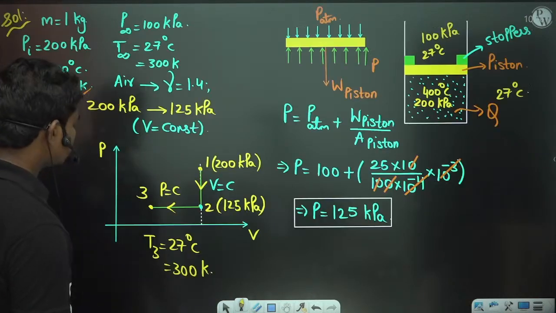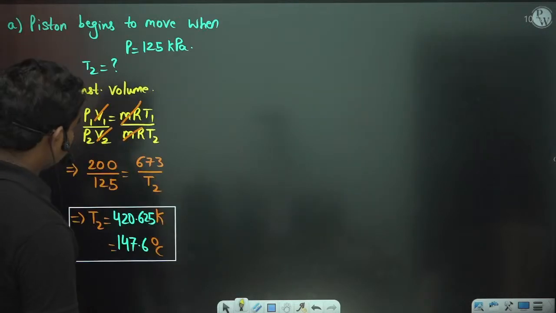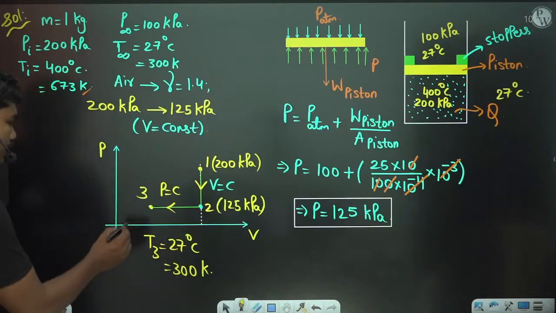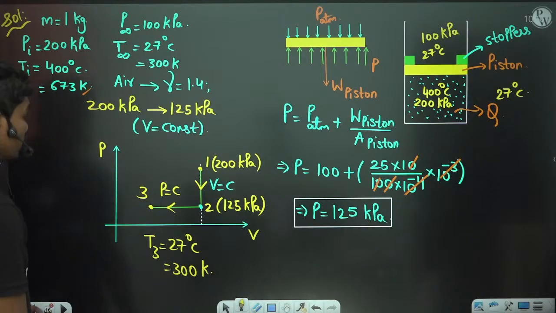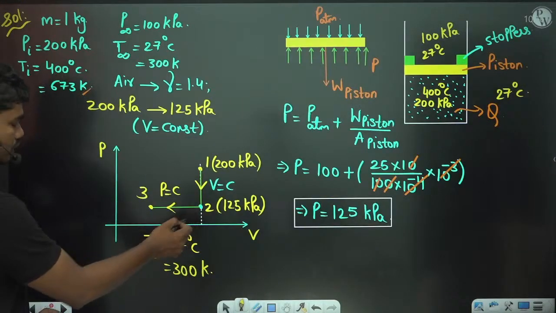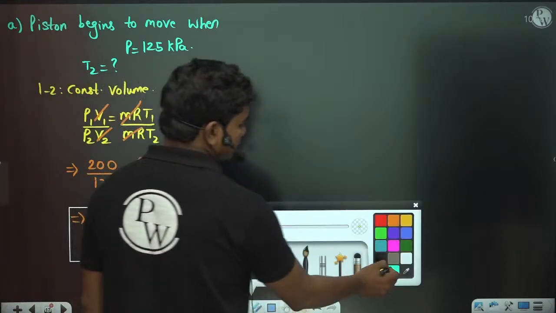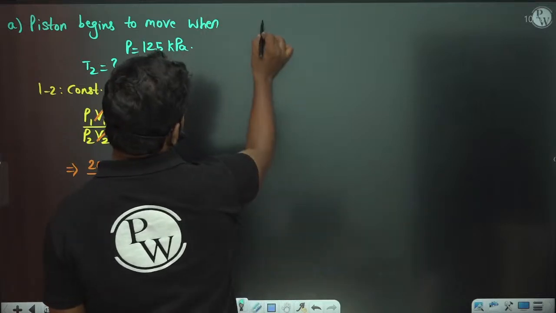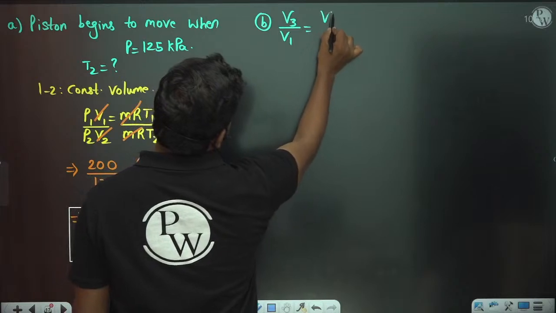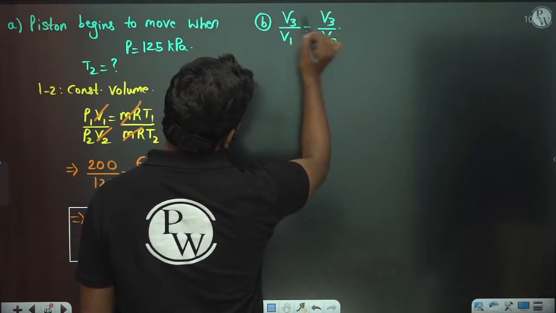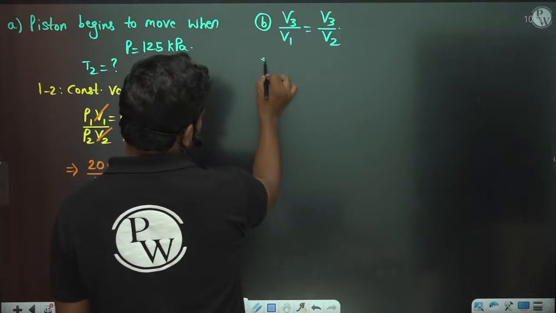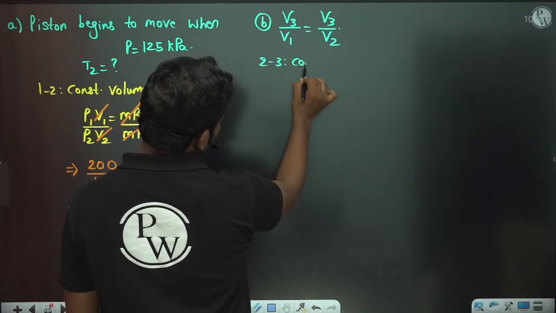Now, let us see this case. What they are asking is the ratio of the final minimum volume, which is V3, to the initial maximum volume, which is nothing but V1. So V3 by V1 is what they are asking. Option B, V3 by V1. This can be written as V3 by V2 because 1 to 2 is a constant volume process, and 2 to 3 is a constant pressure process.